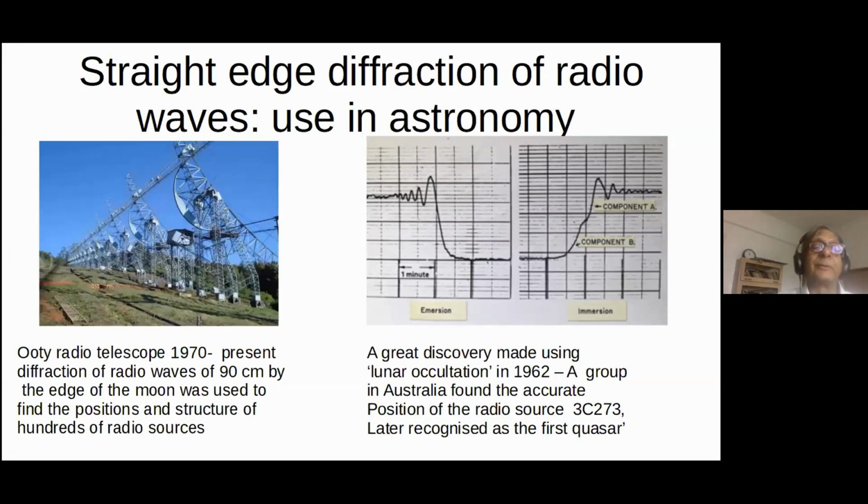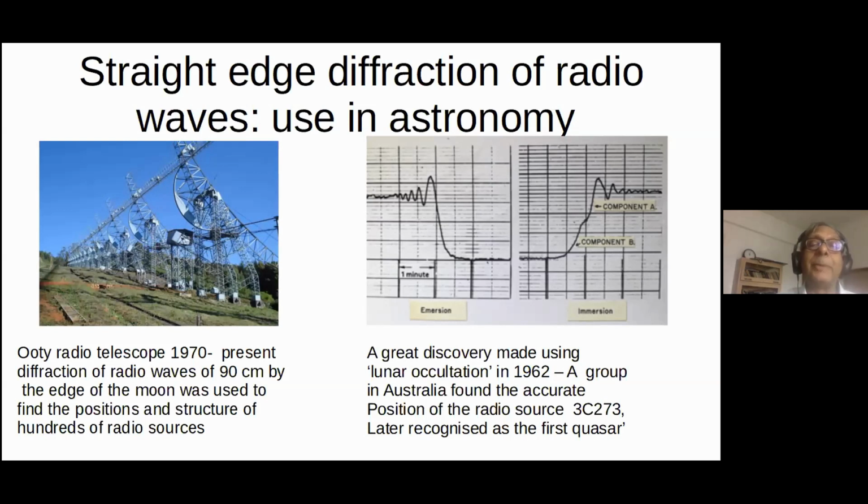And here's a picture of this magnificent instrument, 500 meters long, 30 meters wide, and able to follow the edge of the moon. And of course, once it was built, it was used for many other purposes, and gave rise to the same group went ahead and built GMRT. That's something I told you in the very first lecture. Okay. So this is straight edge diffraction.